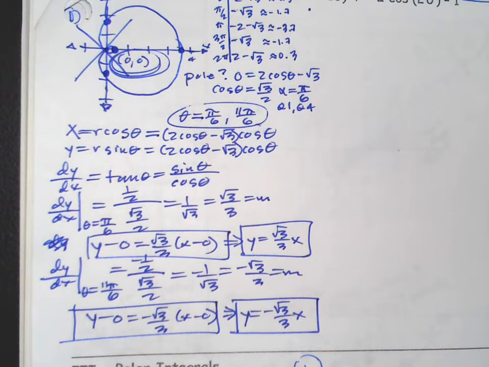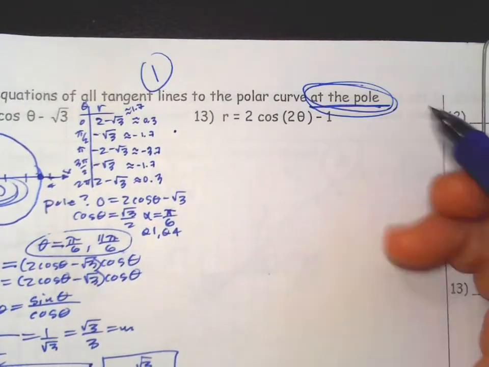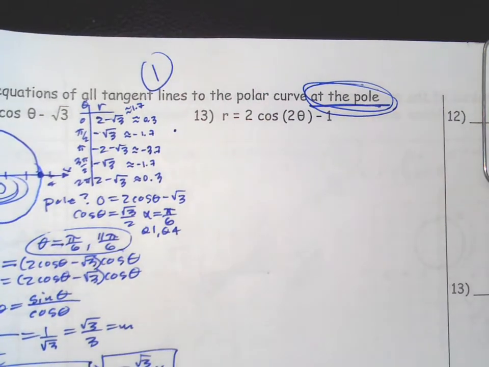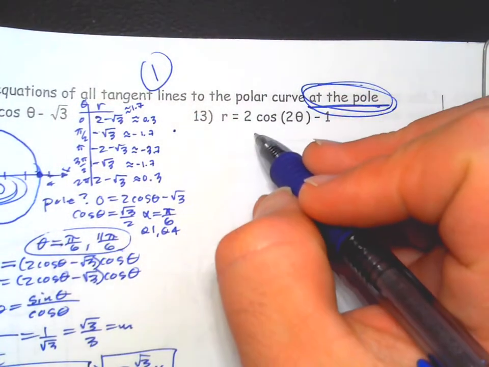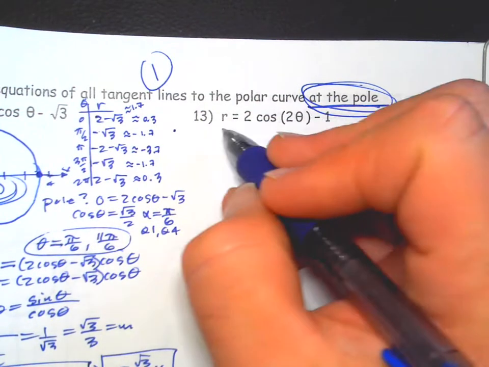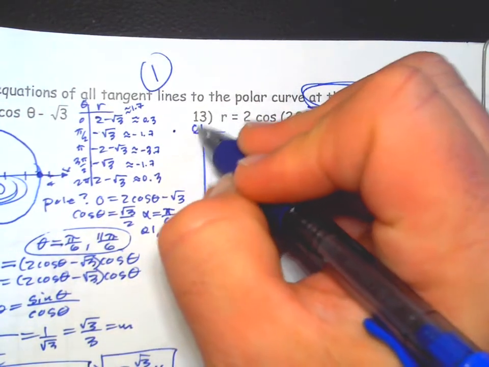So there you go. Tangent lines at the pole. Okay. Now the one on the test might not be at the pole, but okay. So I don't know what this is going to look like. Let's do a quick sketch.